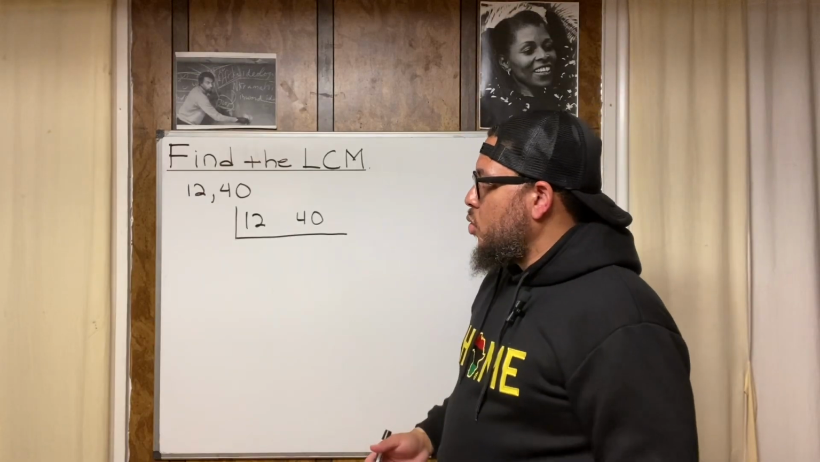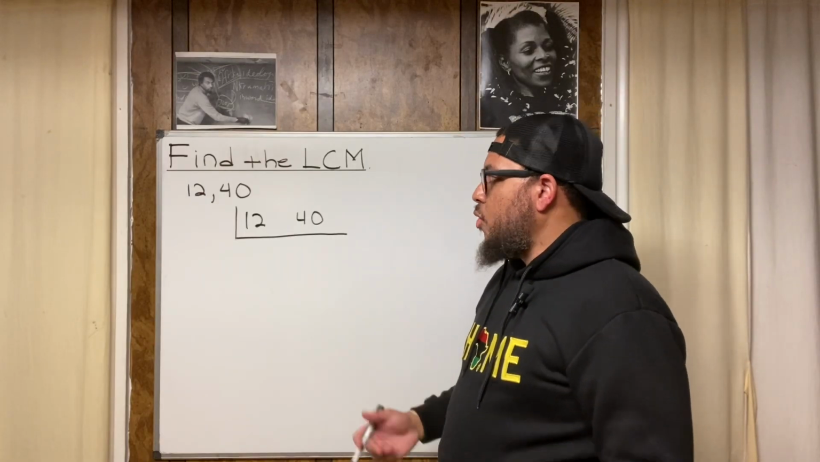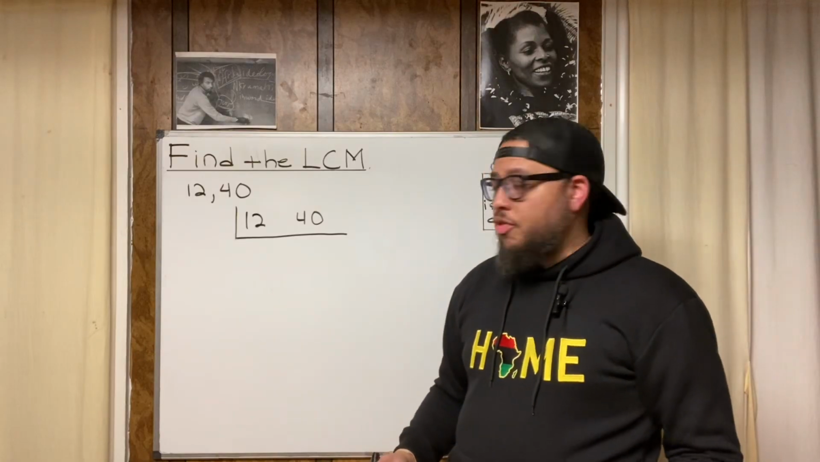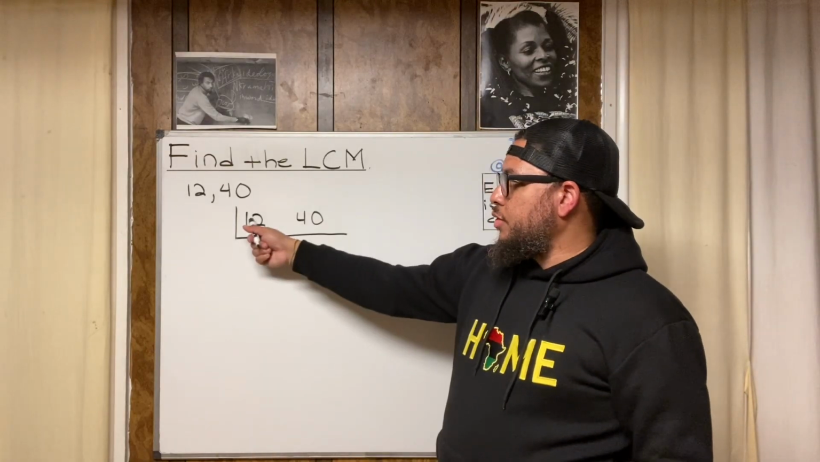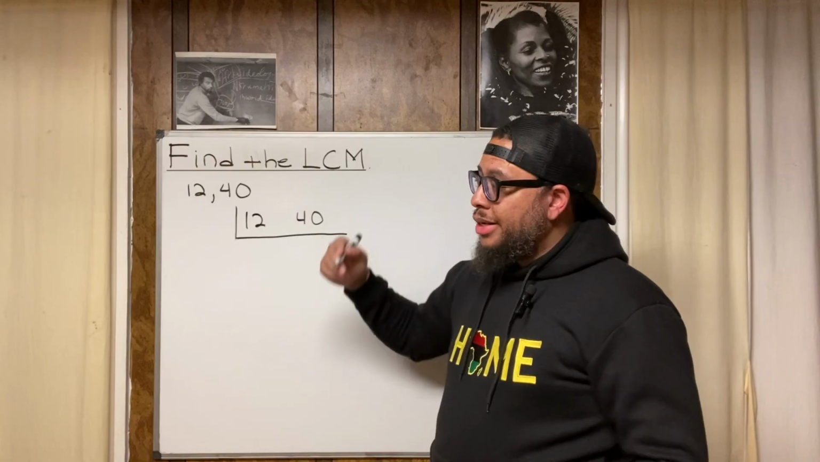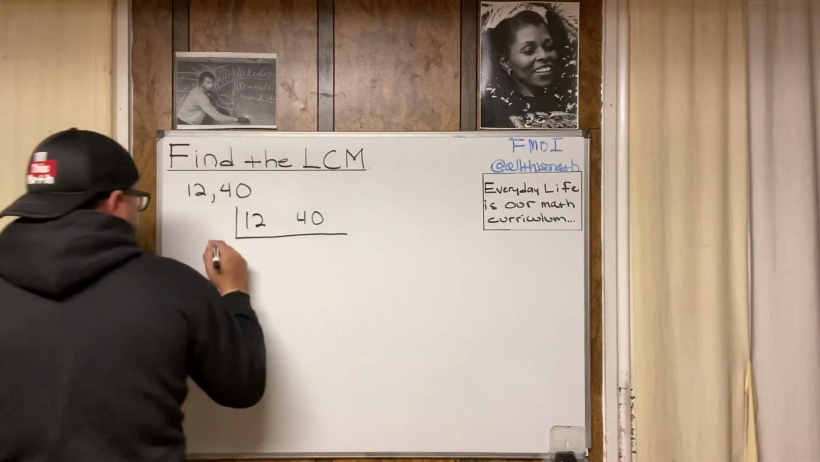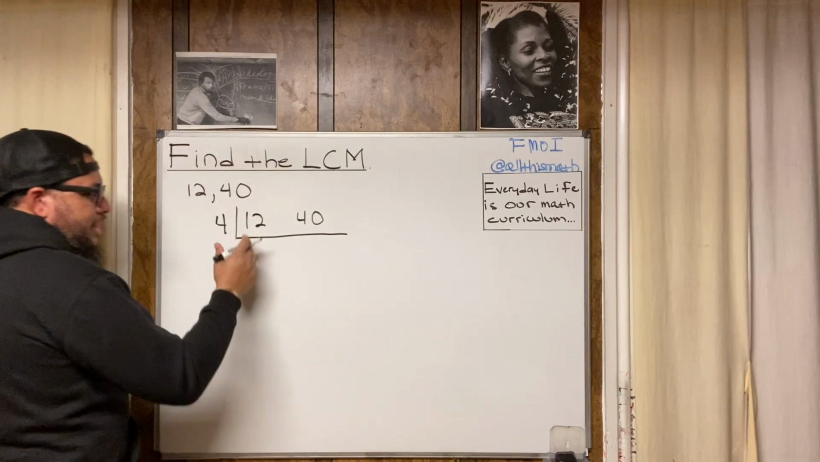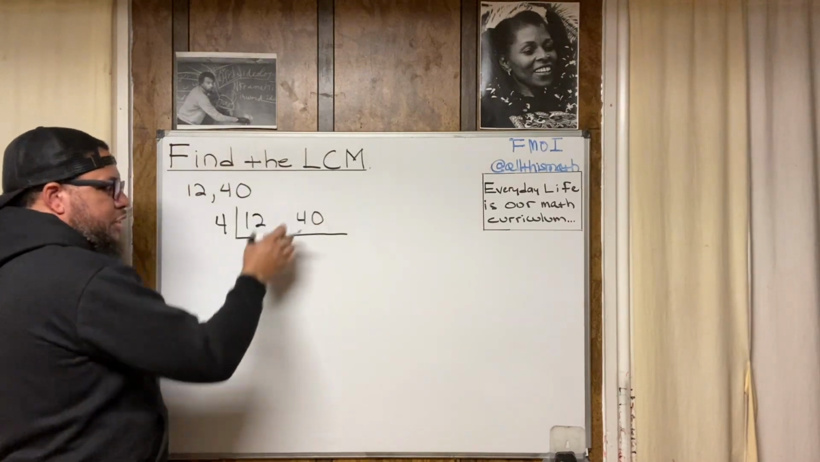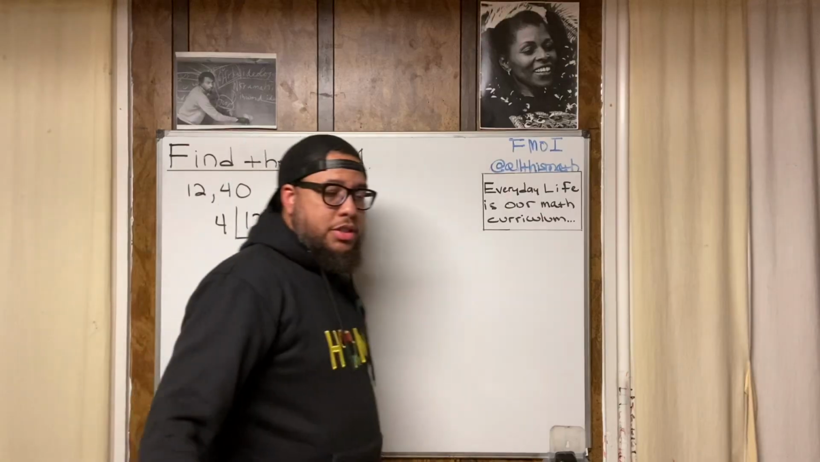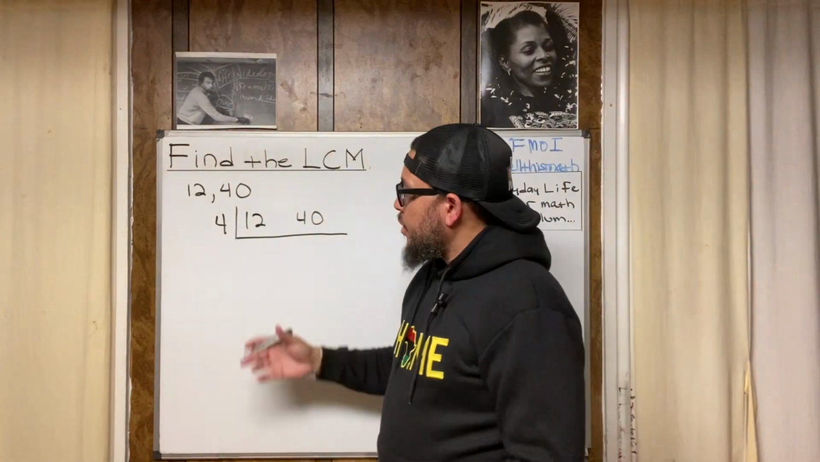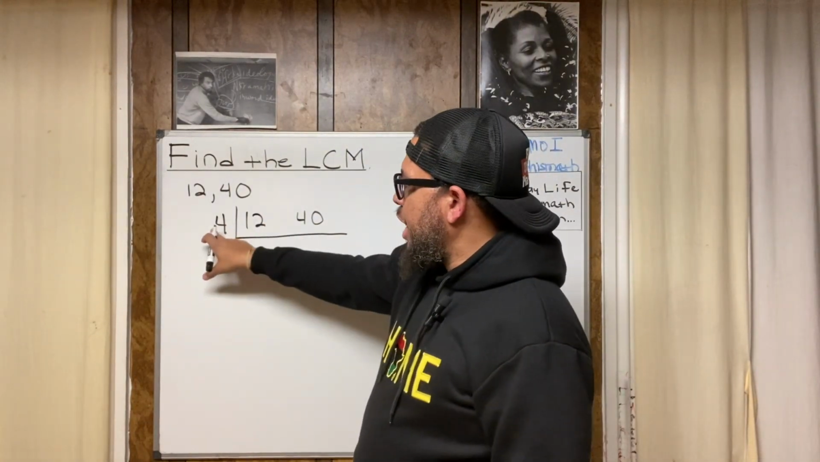Now, I happen to know that 4 is a factor of 12 and 40. Because I know 4 is a factor of 12 and 4 is a factor of 40, I'm going to take that 4 and write it out here. Now, notice that this is like an upside down long division symbol. So keep that in mind, and we're still going to divide. So 4 is the common factor.